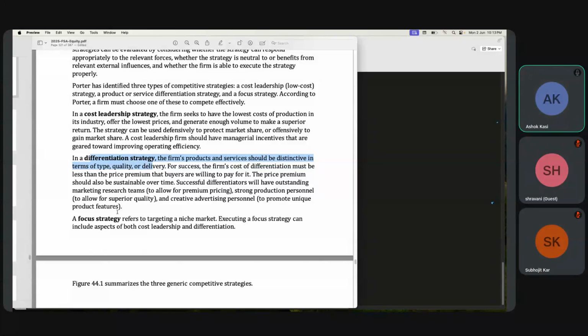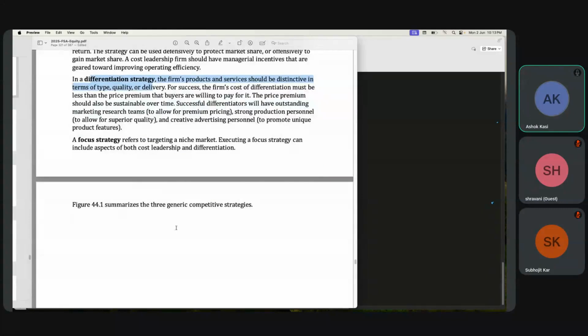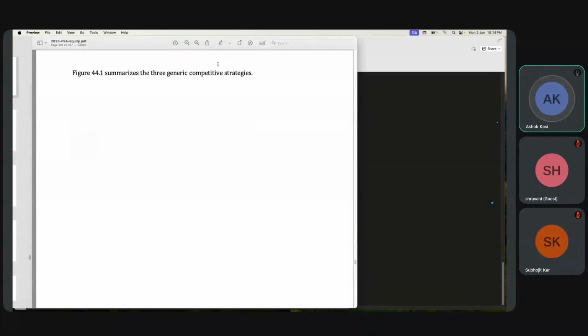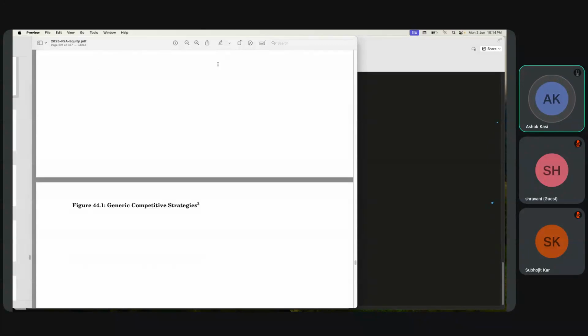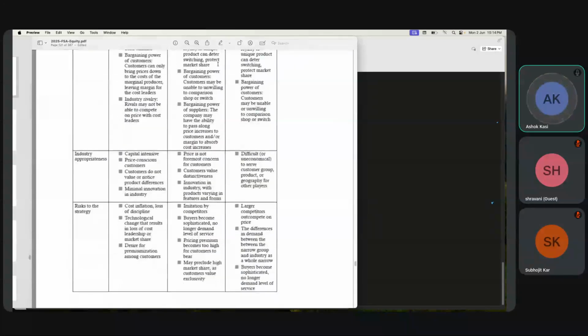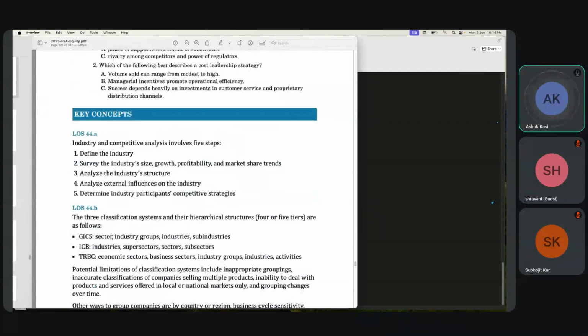Focus strategy. Focus strategy means it's a combination of both, like Samsung does. It is in between. Neither too cost effective nor too price differentiation. Something like Samsung. Targeting a niche market. Executing a focus strategy can include aspects of both cost leadership and differentiation as well. Okay, this is all you can ignore.